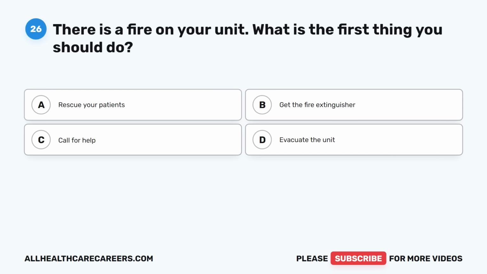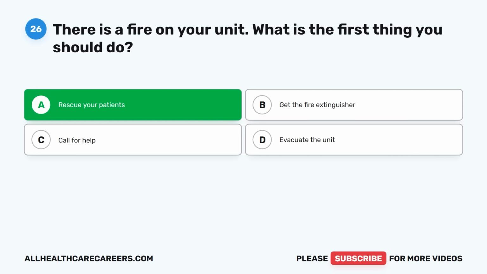Question 26. There is a fire on your unit. What is the first thing you should do? A. Rescue your patients. B. Get the fire extinguisher. C. Call for help. D. Evacuate the unit. The correct answer is A.